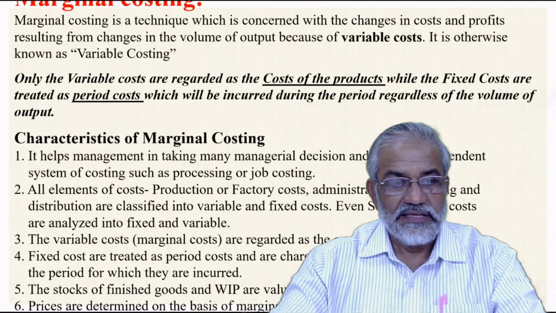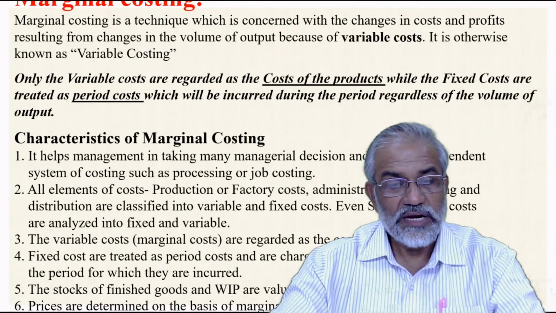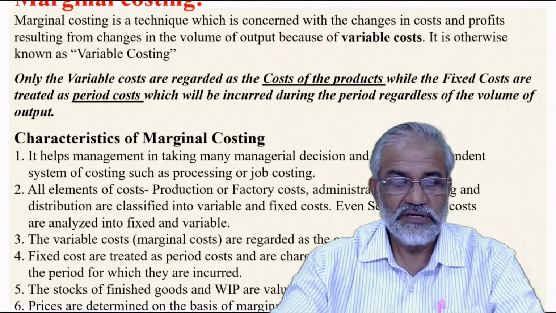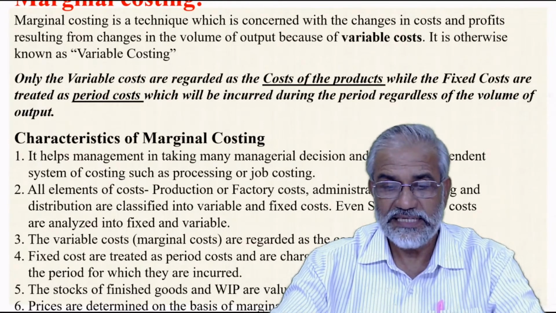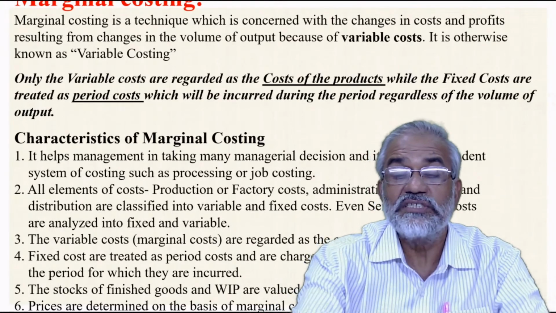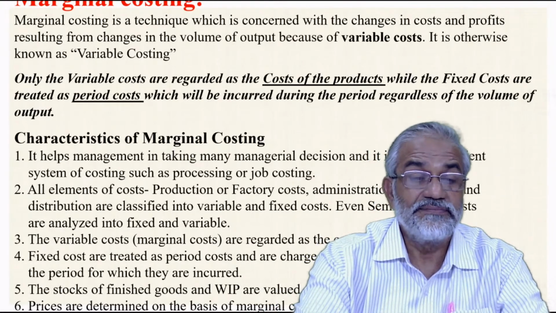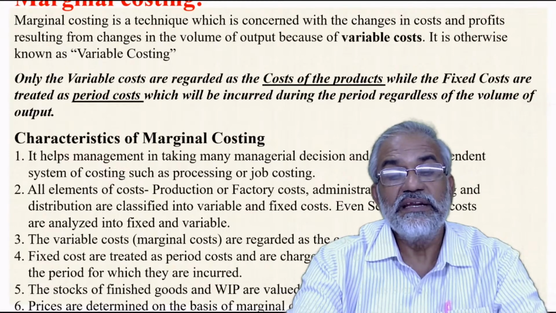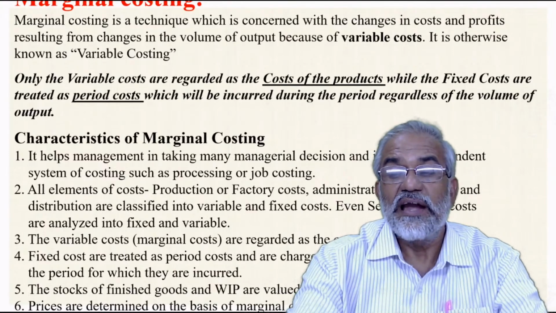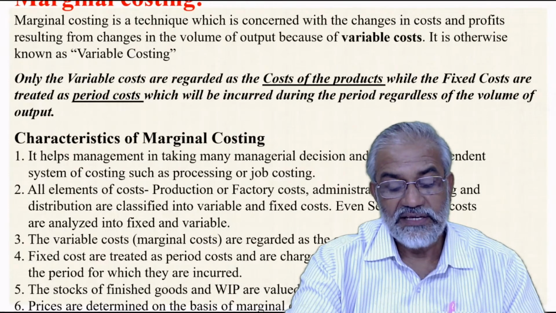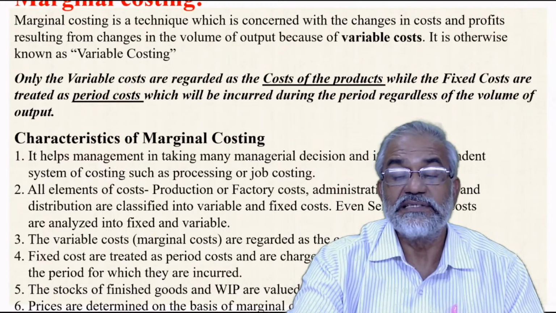I'm reiterating, the stocks of finished goods and work in progress means the semi-finished stocks, which are in the process of production, which has not yet completed, it has not attained its final set. Both of them are valued at the marginal cost only, or only the variable cost is taken into consideration for their valuation. The sixth characteristic of marginal costing is prices are determined on the basis of marginal cost by adding contribution, which is the excess of sales or selling price over marginal cost of sales.